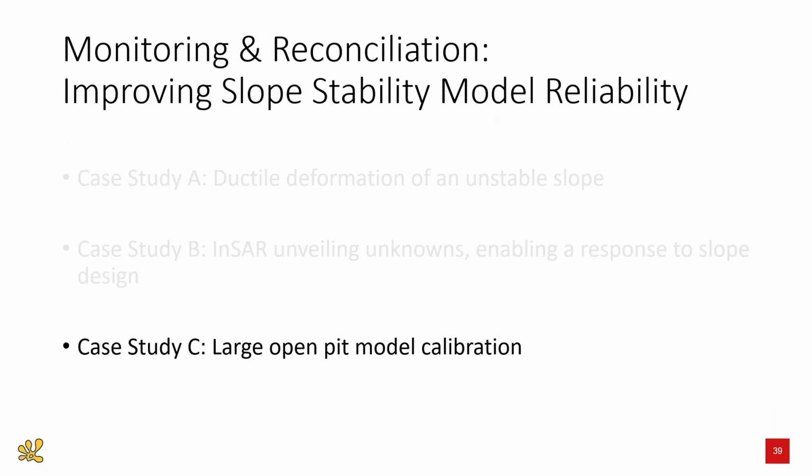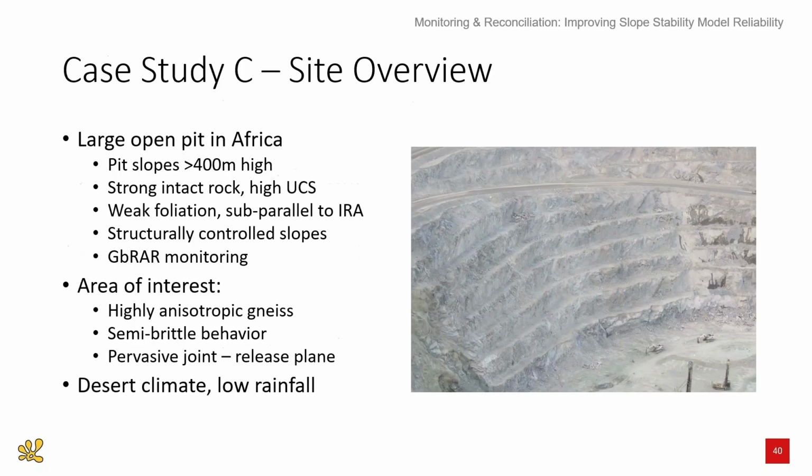Our final case study is a large open pit model calibration. This is from a case study in Africa. Pit slopes here exceed 400 meters. It's a very strong rock, high UCS, with weak foliation subparallel to the interramp angle. The slopes are basically structurally controlled. Monitoring is with a ground-based real aperture radar, and the area of interest shown in the photograph is basically driven by the foliation and a pervasive joint acting as a release plane.